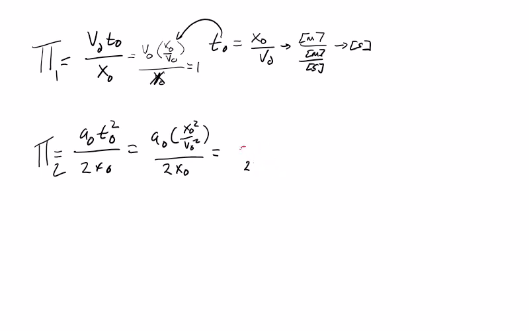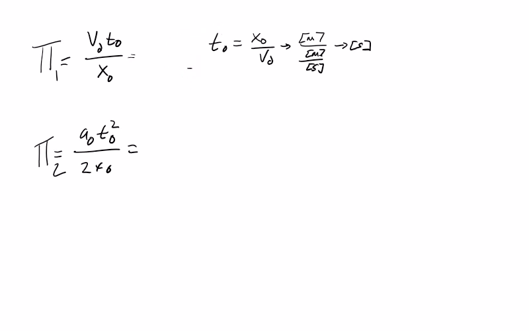Alternatively, you could say, well, I don't really like that definition of t0 because in this particular problem, v0 was 0. There was no initial velocity. So what do I do then? Well, you could redefine t0.